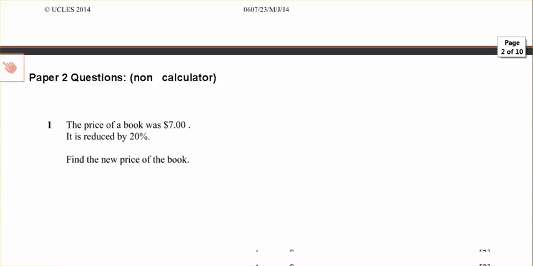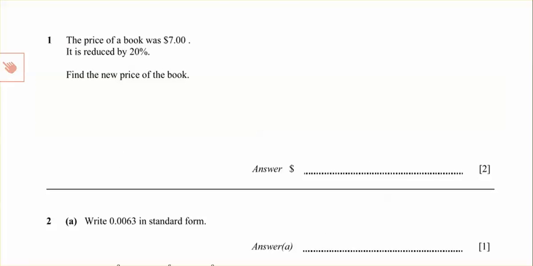Okay, so let's go through these solutions. Now, if you know them, then feel free to tell me. We'll talk about how you can do this with a quick method. So, for instance, a book was $7, reduced by 20%. What's your method?